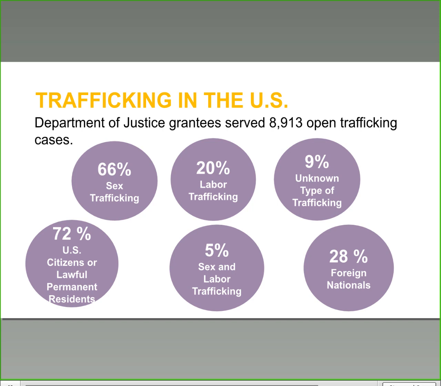And again, to highlight the grantees, there are many programs who receive money, and the number, 8,913 open trafficking cases, again, that is an extremely low number. These are federal numbers, so we know that 8,900 people is certainly well below the number of survivors who are in the United States alone. So I think that there's still a lot of work to do.